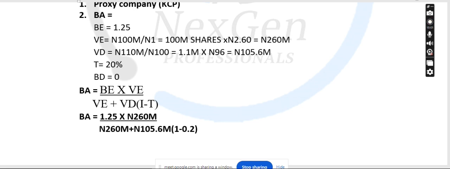So what do we have? Don't forget, you need to get this. When you get this, you add it together, then you multiply 1.25 times 260 divided by what you have here. Please give me the figure. So what is the asset beta?